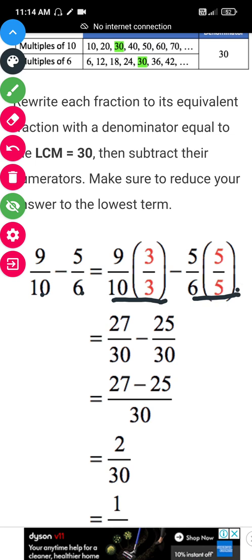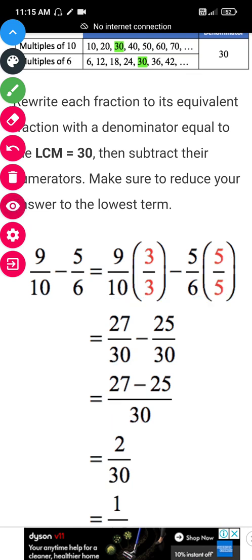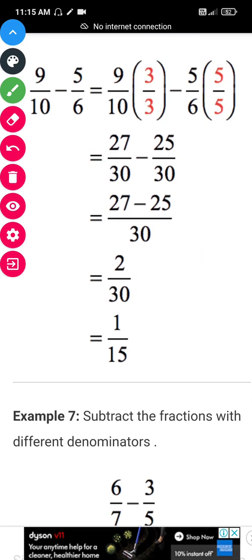So this 5 you will have to give to the numerator also, and this 3 you will have to give to the numerator. So you get two new fractions, 27 by 30 and 25 by 30. Now when we subtract, we get 2 by 30. Now 2 by 30 we can again cancel with the 2, so we finally get 1 by 15. I hope you understood this.